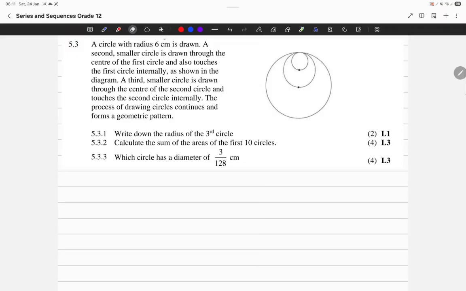A circle with radius 6 centimeters is drawn. A second smaller circle is drawn. Okay, before I continue, I want to put that on my diagram. This is 6 centimeters. That's the radius. And then there's a second smaller circle drawn through the center of the first circle and also touches the first circle internally. So this is our smaller circle. It passes through the center of the bigger circle and then touches internally.